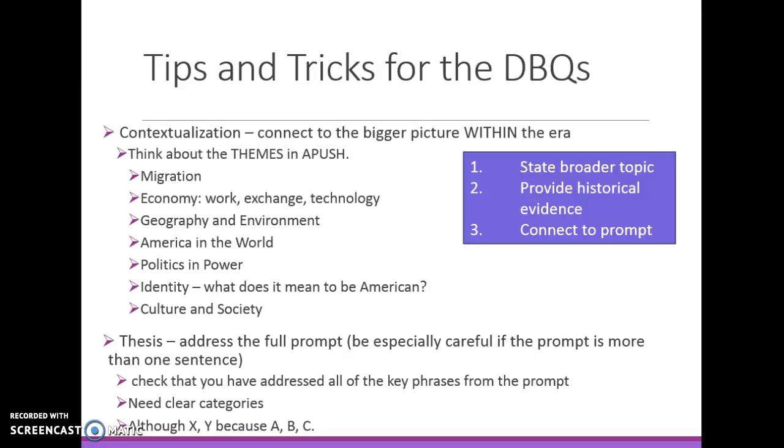Thesis tips and tricks: make sure that you address the full prompt. Be especially careful if the prompt is more than one sentence. Make sure and check that you've addressed all the key phrases from the prompt after you've written your thesis and you've got clear categories.